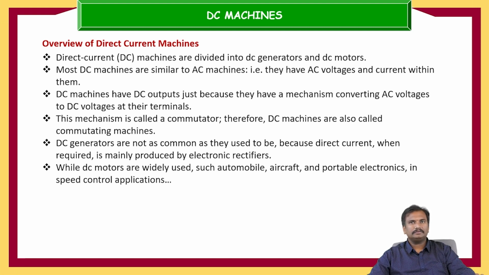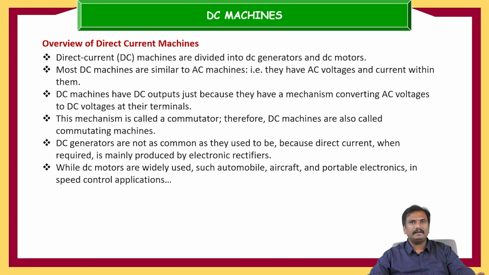And here we are going to have a special mechanism in order to convert the generated AC voltage into DC by using the commutator. That is the reason why these DC machines are also called commutating machines.